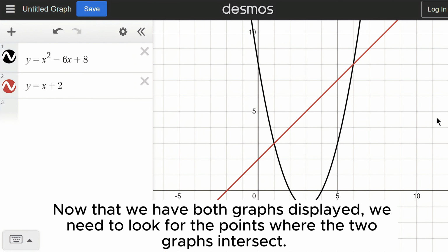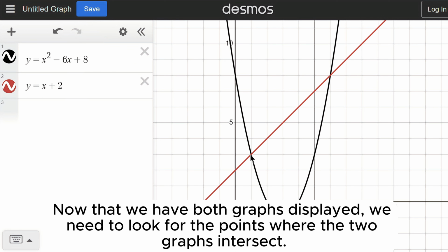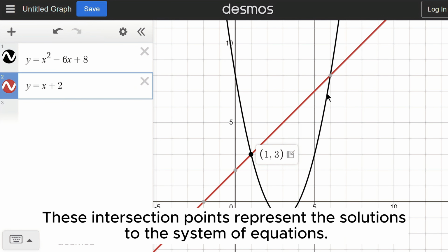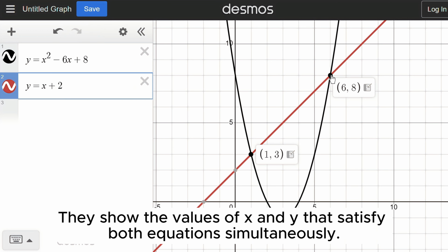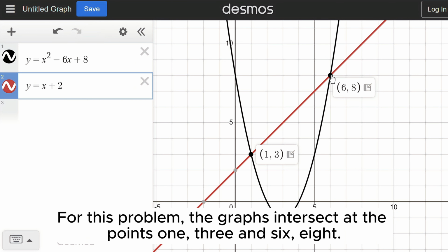Now that we have both graphs displayed, we need to look for the points where the two graphs intersect. These intersection points represent the solutions to the system of equations. They show the values of x and y that satisfy both equations simultaneously. For this problem, the graphs intersect at the points (1, 3) and (6, 8).